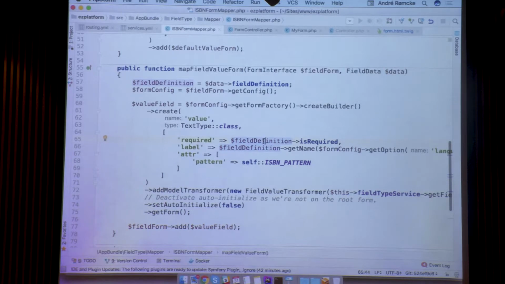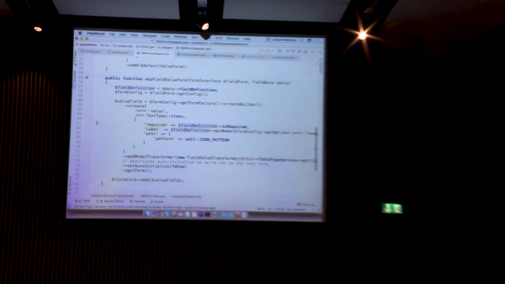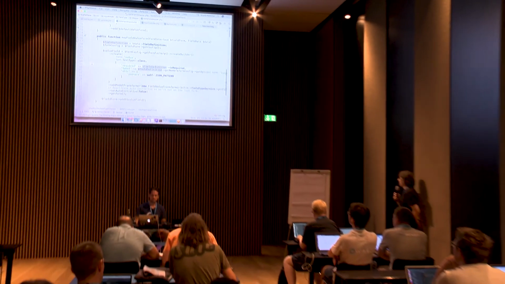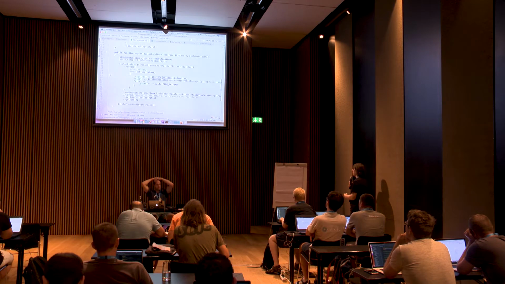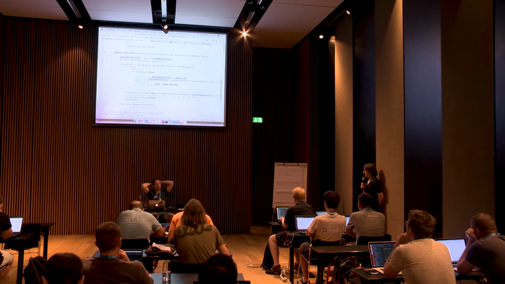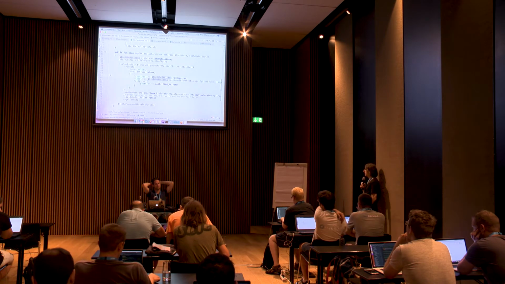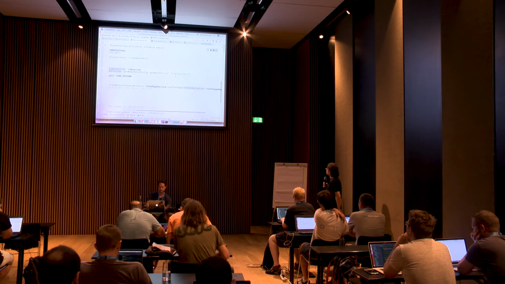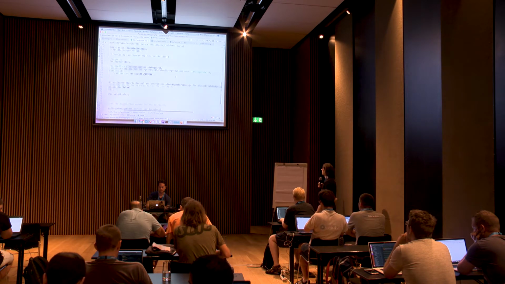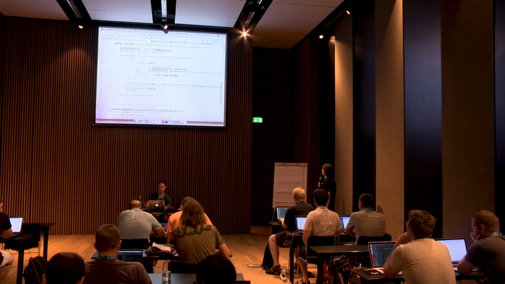Map the required from the field definition itself. Also, generating the label and so on and so on. So basically, the target of this method is to map the field definition from the eZ Systems repository into the Symfony forms. So I think it's quite self-explanatory.